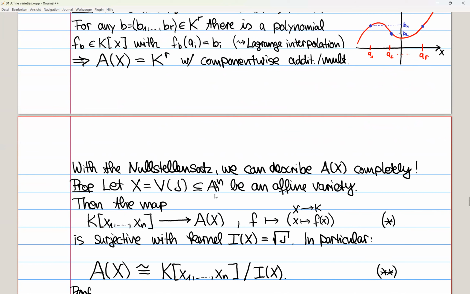If X, the affine variety, is given as the vanishing locus of some ideal J, then the map from all polynomials into A(X), which sends a polynomial f to this function, x maps to f of x, is a surjection, and its kernel, the proposition claims, is exactly the ideal of X, which we now can compute with the Nullstellensatz, which is just the radical of J. In particular, A(X) is the quotient of this by the ideal of X. So it's a very simple form, and we see immediately A(X) just depends on the ideal of X.